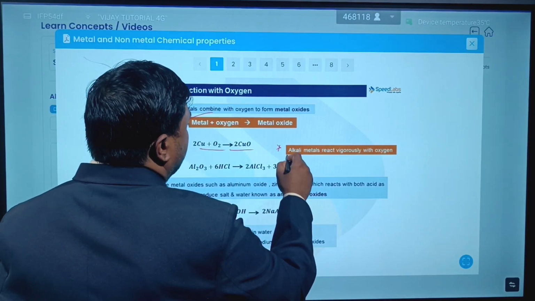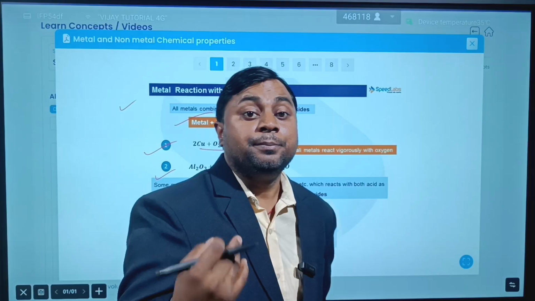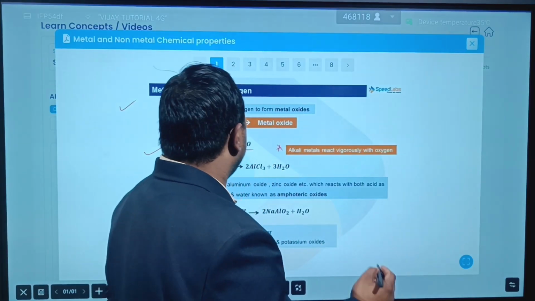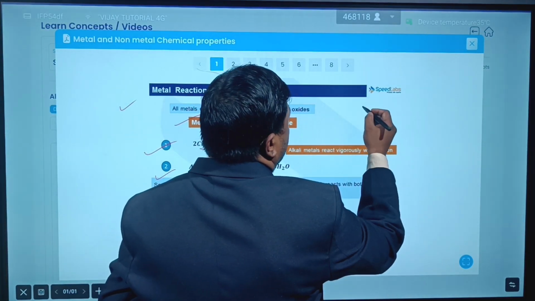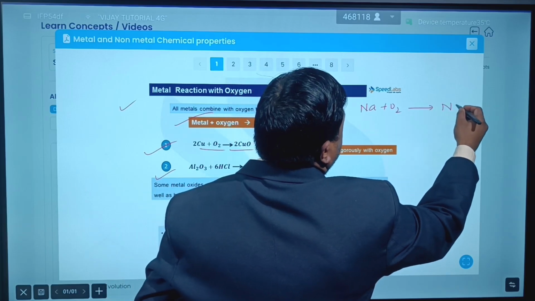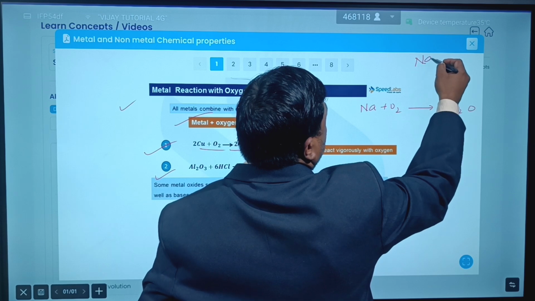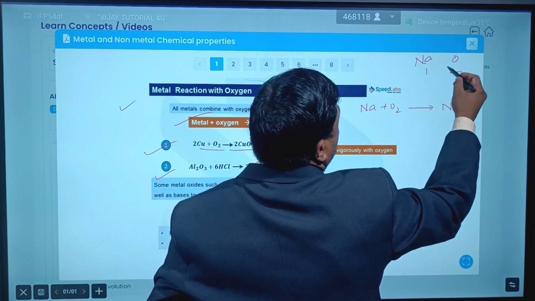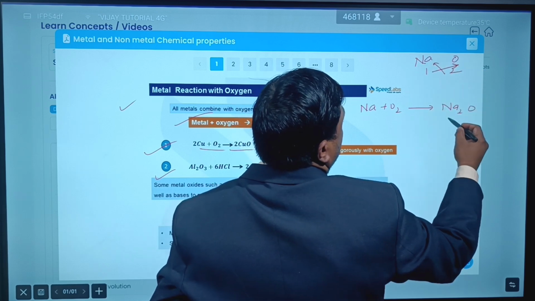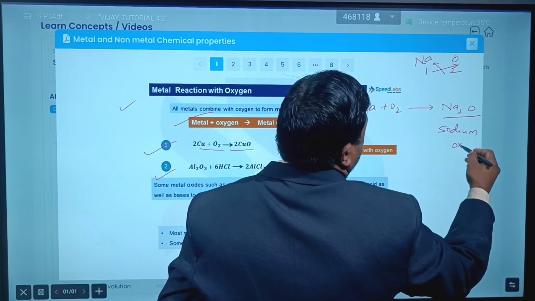One more thing you should remember: what is the nature of these metallic oxides? Metallic oxides are generally basic in nature. Why? Suppose sodium reacts with oxygen, it gives sodium oxide, Na2O. Why is sodium oxide Na2O? Because sodium valency is 1 and oxygen valency is 2, so by the crisscross method, Na2O, sodium oxide.